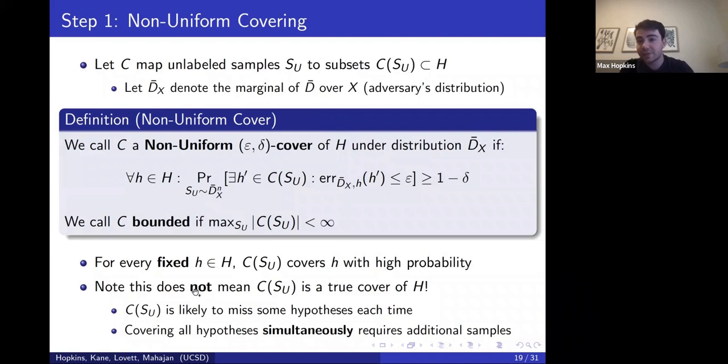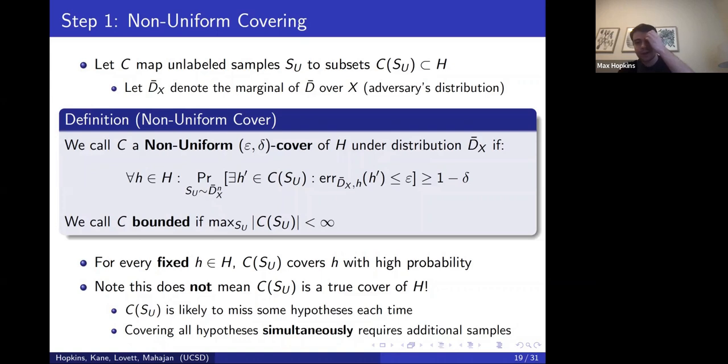What your guarantee is that for every fixed hypothesis, when you run over the randomness, probably you're going to see something close to it. But that doesn't mean that everything is simultaneously covered, which would be something more like uniform convergence. Instead, we have a guarantee on each fixed hypothesis instead of a guarantee on all hypotheses at once. And these are actually provably different. You can quantitatively separate these objects. I won't have time to go through that today. So the bottom line is that CSU, this set, is likely to miss some of the hypotheses each time. So it's not what would be called a uniform cover. But this won't actually matter for us.